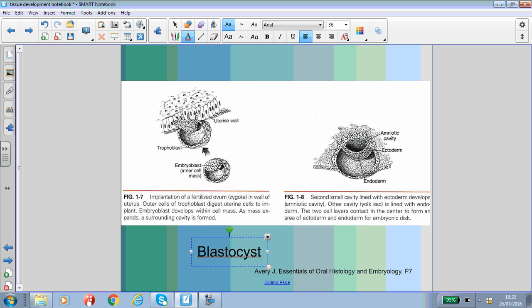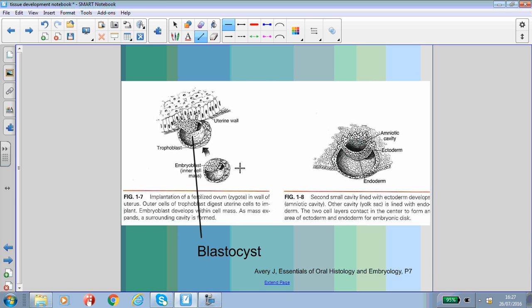And 2 layers form in the blastocyst, and that's what this image is showing here. Okay, this is the blastocyst. In fact, let's put an arrow there so that's clear. That's not an arrow, it's a line, but I'm sure you understand what I mean. So the blastocyst develops into 2 layers. We have an outer layer of cells and an inner layer of cells. The outer layer of cells is known as the trophoblast, and it's in contact with the uterine wall. And the inner layer of cells, which is shown in this little image here, is known as the embryoblast.